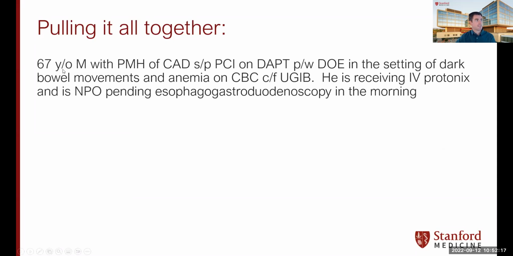Next up is a 67-year-old male with PMH of CAD, status post PCI on DAPT, presenting with DOE, in the setting of dark bowel movement and anemia on CBC, concerning for UGIB. He is receiving IV protonix and is NPO, pending esophagogastroduodenoscopy in the morning. So yeah, y'all are saying exactly the right things here. Perfect.